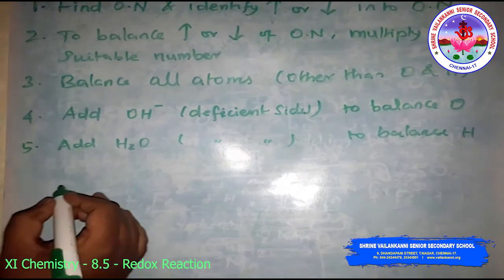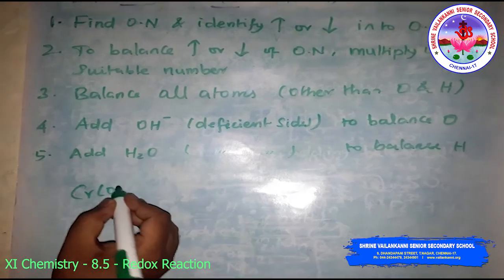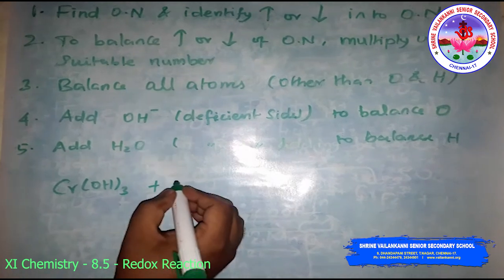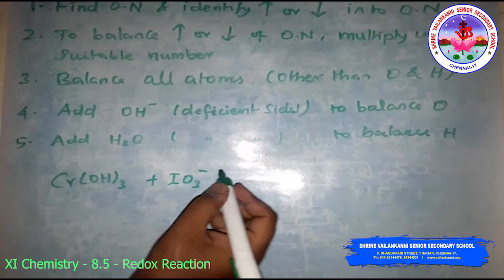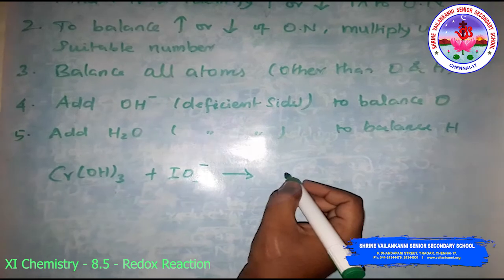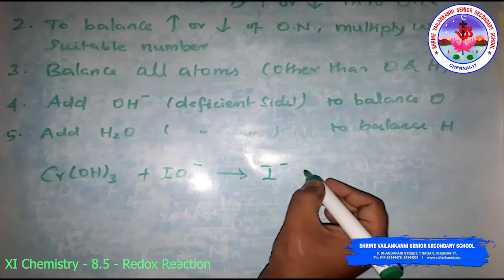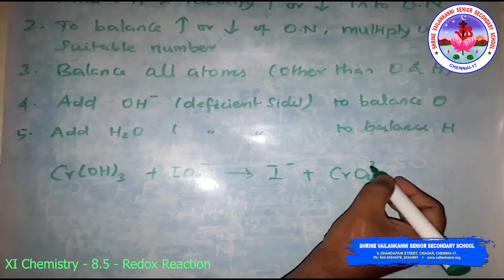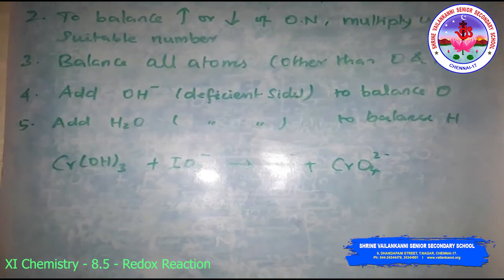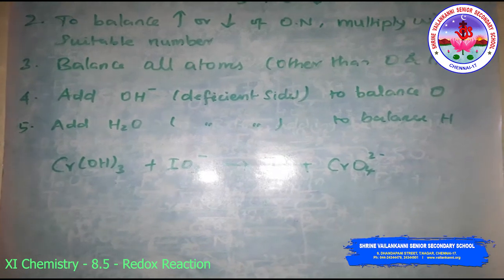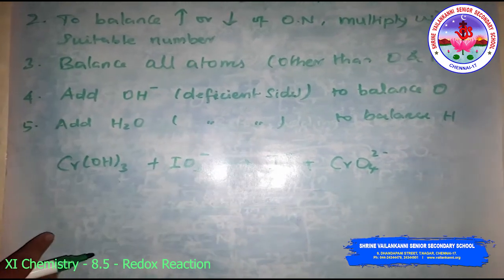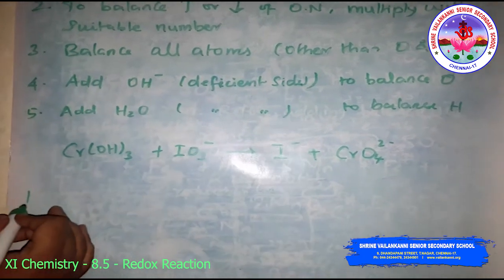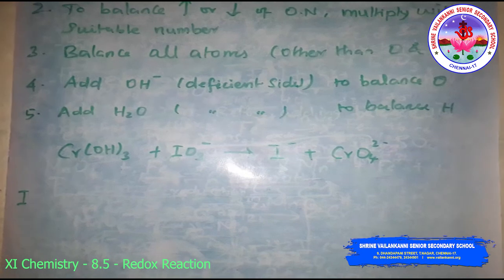Now see, the example is Cr(OH)3 + IO3⁻ gives I⁻ and CrO4²⁻. Okay. First, find out the oxidation number and identify whether it increases or decreases. The first step is you have to write the oxidation number.